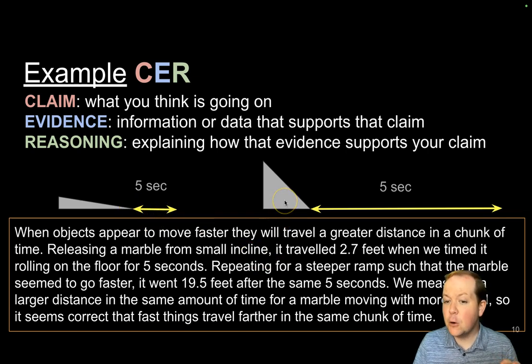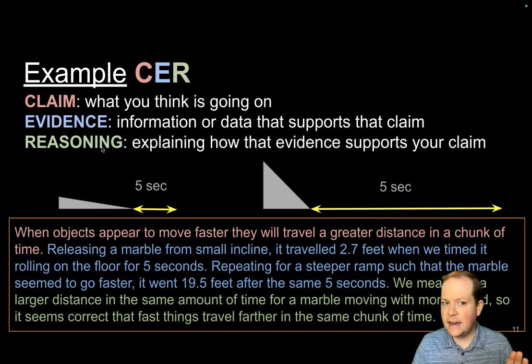Repeating for a steeper ramp, such that the marble seemed to go faster, it went 19.5 feet after those same 5 seconds. We measured a larger distance in the same amount of time for that marble moving with more speed, so it seems correct that fast things travel farther in the same chunk of time. In this little paragraph, this little summary, there is a claim, there is evidence, and there is reasoning. Can you pinpoint which is which? Maybe pause the video, but I'm going to go over the answer, okay?